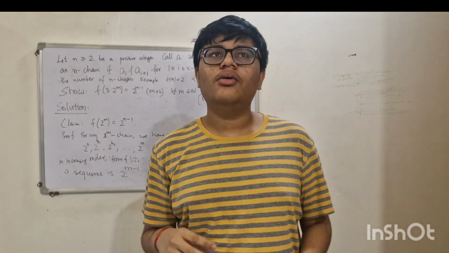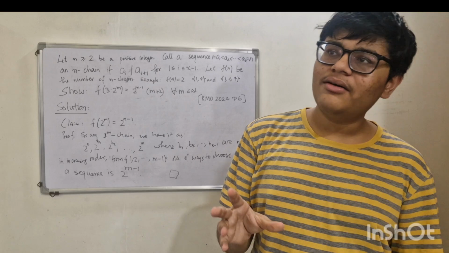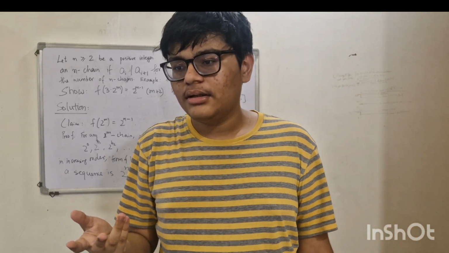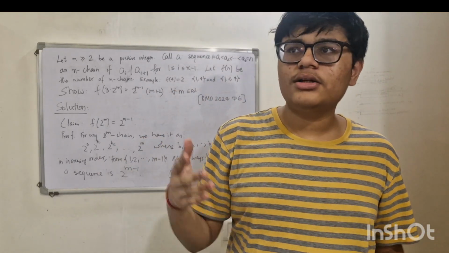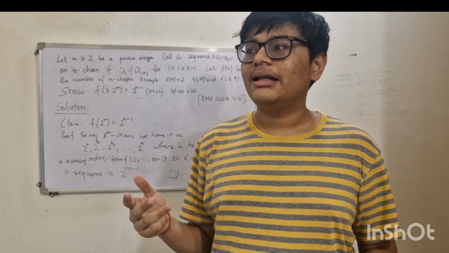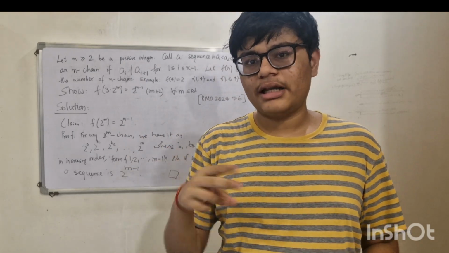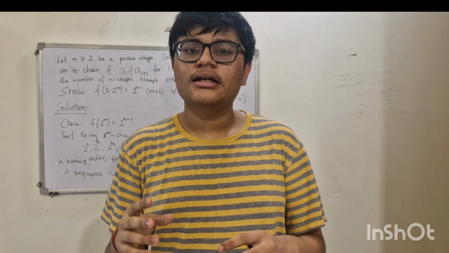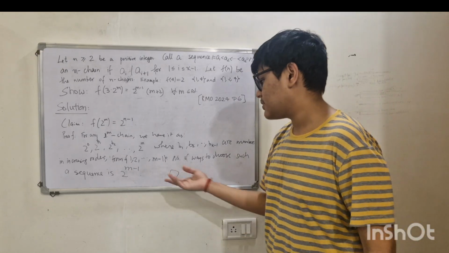Okay, now we can either choose a power or we cannot choose a power, right? So from 1 to m minus 1 you can either choose a power or not choose a power. So basically you have two choices for every one of the m minus 1 things, and hence the total number of ways to do it is 2^(m-1).